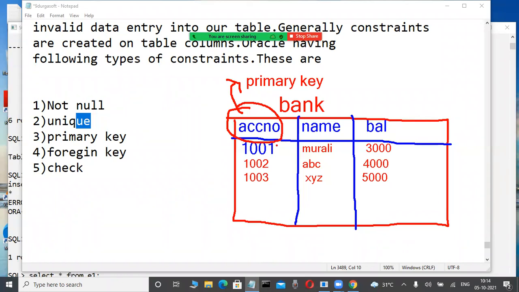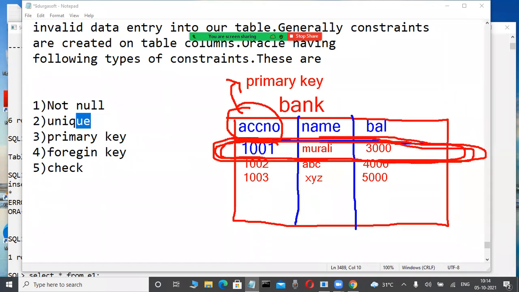Primary key value we are taking. Suppose this primary key value, account number value, we are taking one value. This primary key value uniquely identifies a record in a table, a horizontal record in a table. Always, a primary key uniquely identifies a record in a table. Suppose if I type 1001, then automatically my name is Murali and only my balance will be displayed. Your balance will not be displayed. That's why it is unique identification of the record in a table.